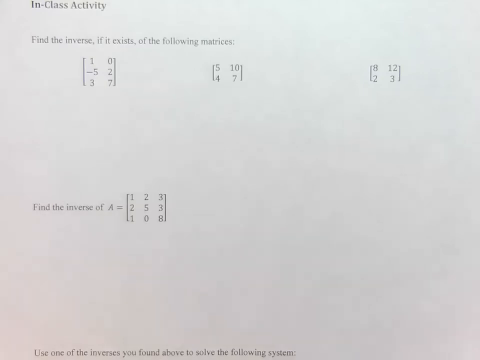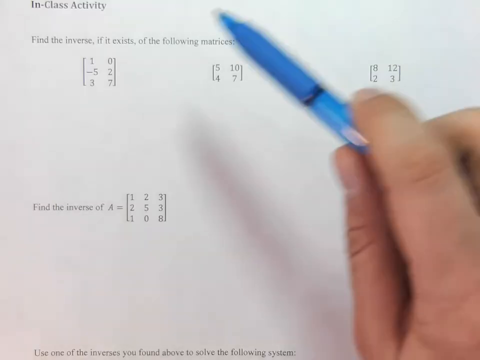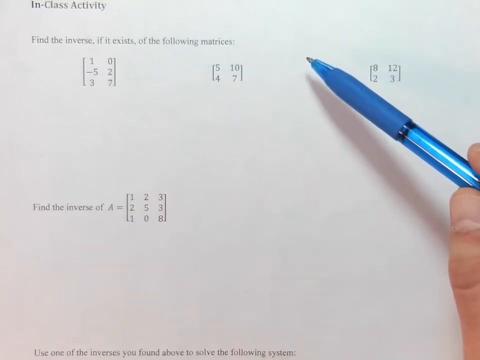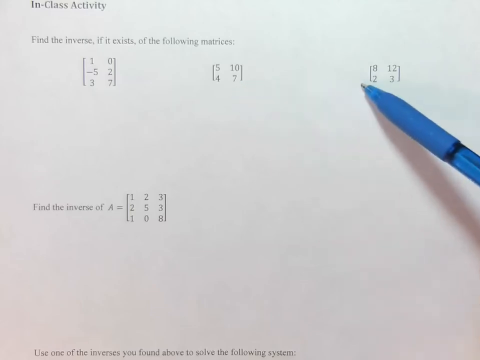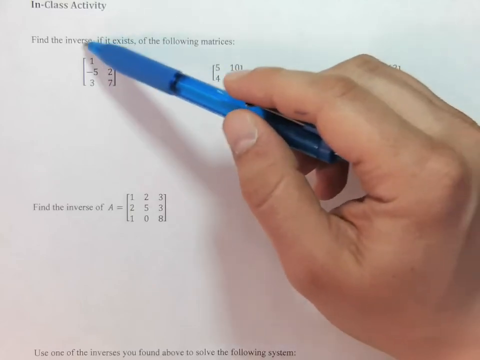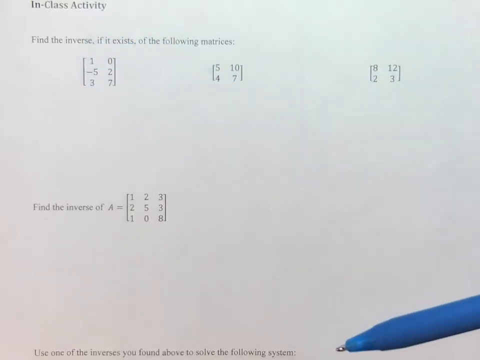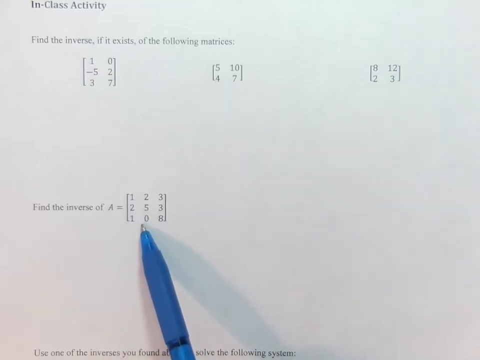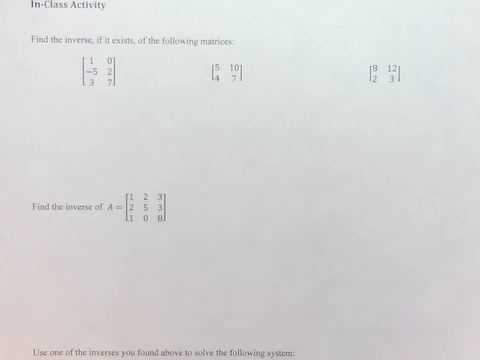I would recommend you pause this video right now and see if you can do these problems. The ones on the top here, you should be able to do using a formula. So these are 2x2s that you can do kind of easily. This one you should think about whether or not an inverse even exists. The inverse of this one you would want to put into a matrix with the identity matrix and row reduce, just like we did on the last page.